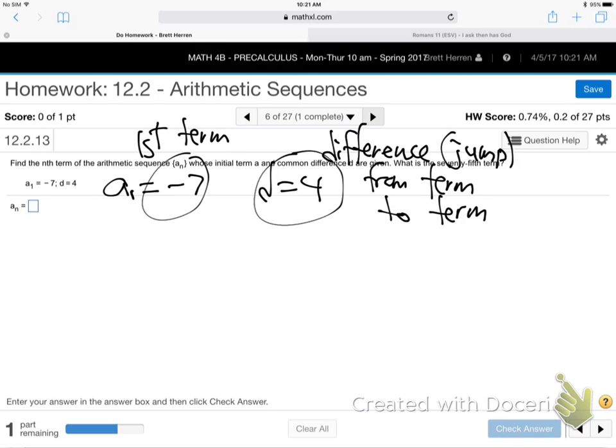So, what do they want in this? They want an A sub n formula. They want the general term. Oh, they do. I didn't realize. I was going to start cranking some out. They want the general. Yeah, let me give you the formula for that, guys.